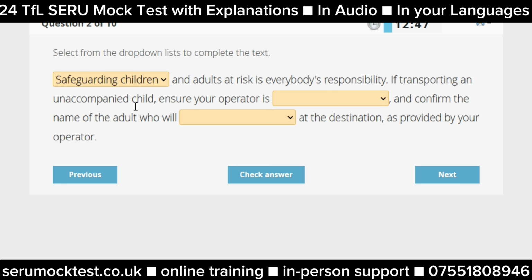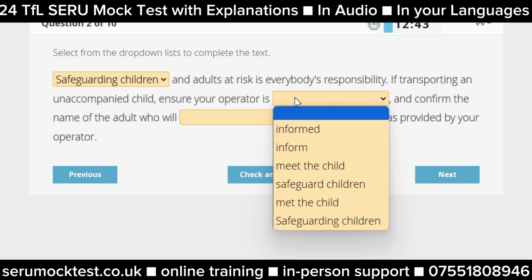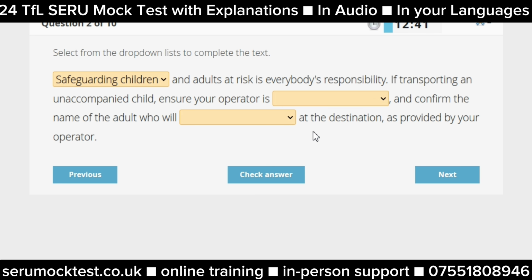If transporting an unaccompanied child, ensure your operator is informed. So again, after "is, are, was, were", you normally have the continuous form, where the verb comes with ing, or it is in the past form, normally with ed. So this is confirmed. This is referring to an action that should have been done already.